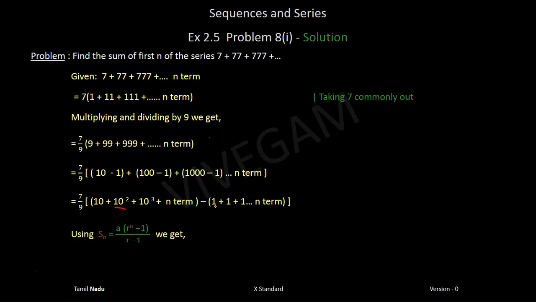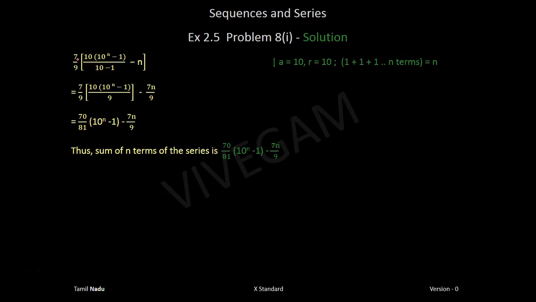But if you look at this, 1 plus 1 plus 1 n terms is what? The value of that is n. If you add 1 ten times, you get 10. If you add 1 n times, you will get n. So this equation can be written as 7 by 9.